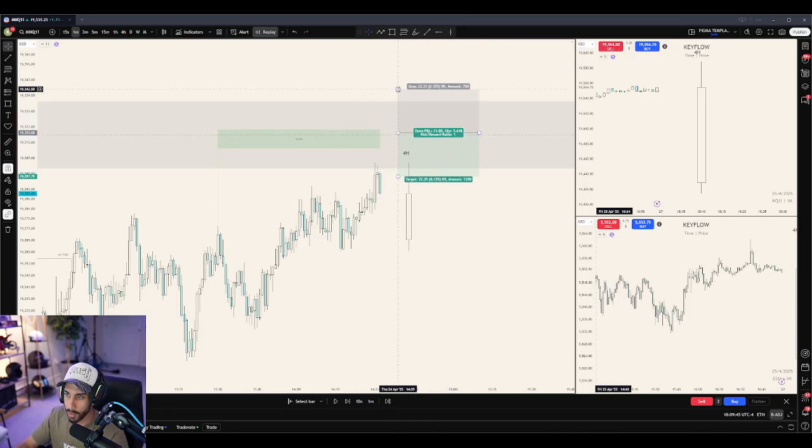Why the CE? Because the CE, if you are not aware, is the midpoint, right? That is generally a very, very strong area that price needs to respect on any PD array. It doesn't have to be an order block. It could be a fair value gap, breaker, whatever. But the midpoint of any PD array is a very, very important area for price to respect.